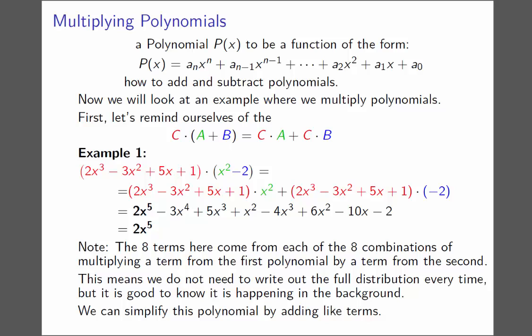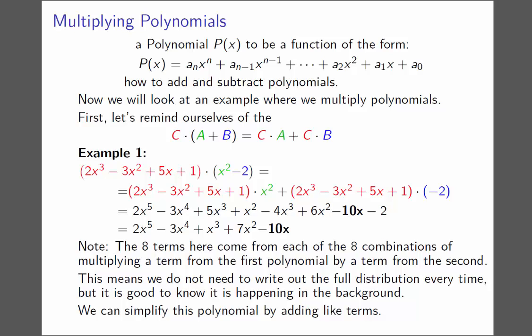We have 2x to the fifth, and x to the fifth does not show up anywhere else in our polynomial, so we can't simplify there. Similarly, we have minus 3x to the fourth, and x to the fourth does not show up anywhere else, so we can't simplify here either. But 5x cubed minus 4x cubed is just x cubed, and x squared plus 6x squared is 7x squared. Then we're left with minus 10x minus 2.